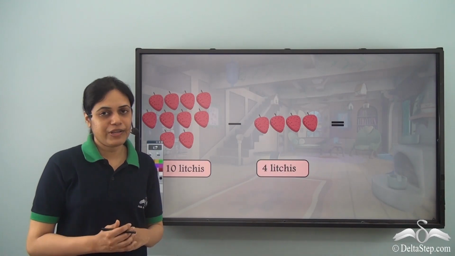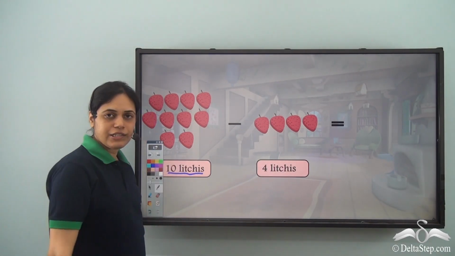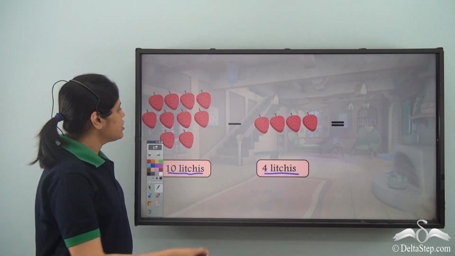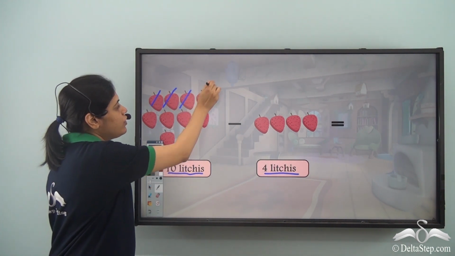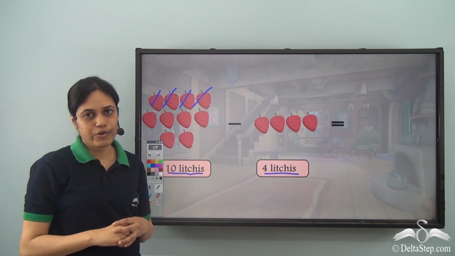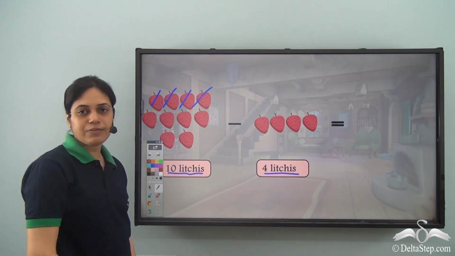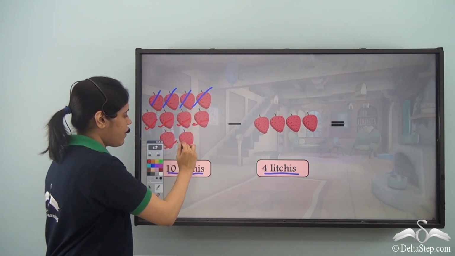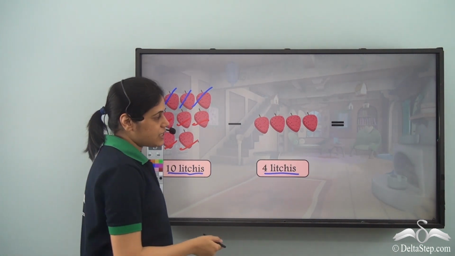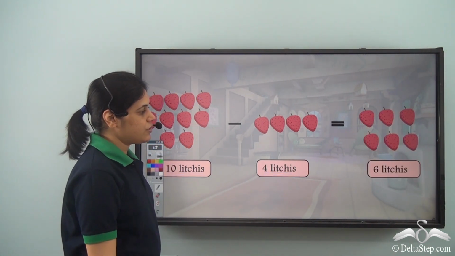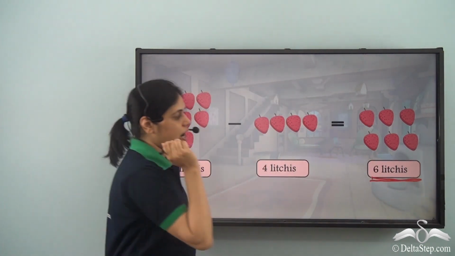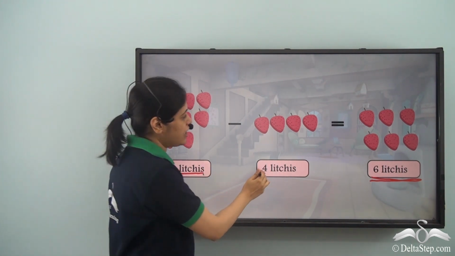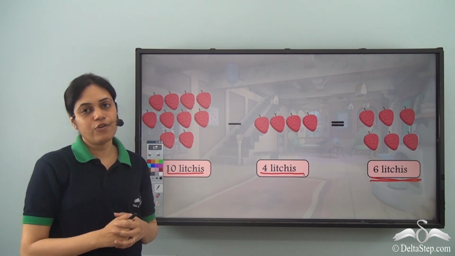So let's see what is happening here. Initially, Mary had 10 lychees and the naughty squirrel came and took away 4 lychees. So let's say these are the 4 lychees which were taken away by the squirrel. So how many lychees were left with Mary? 1, 2, 3, 4, 5, 6. 6 lychees were left with Mary. So 6 are the lychees left with Mary when she had 10 lychees and the squirrel took away 4 lychees.